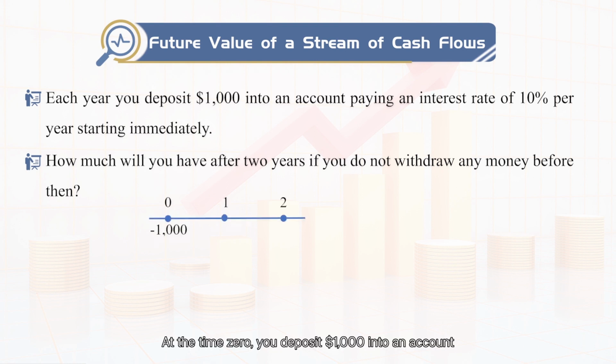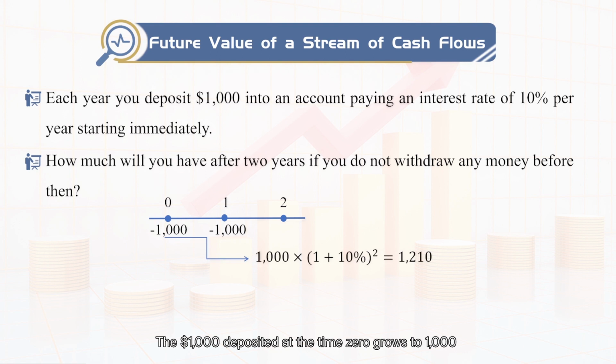At time 0, you deposit $1,000 into an account. So there is a $1,000 outflow from you, that is minus $1,000. And at the end of the first period, you add another $1,000 into this account. So there is another minus $1,000. We aim to calculate the total FV at the end of the second period.